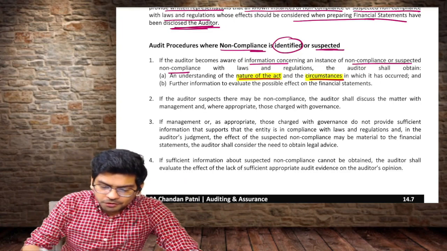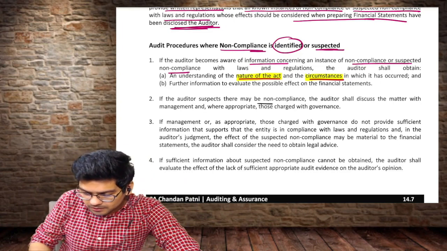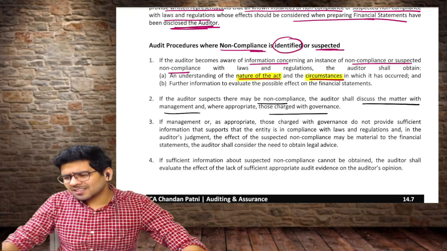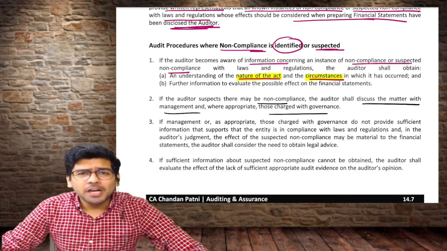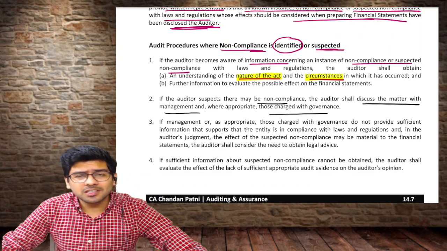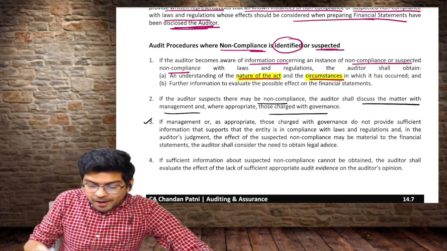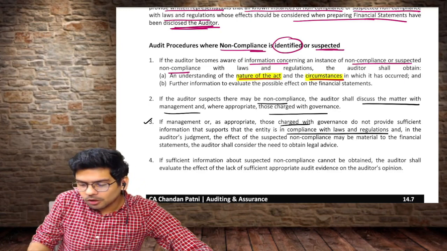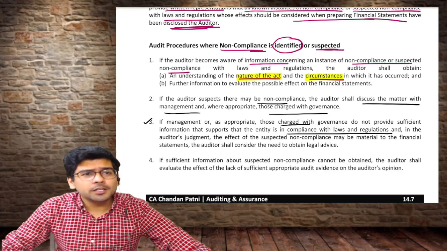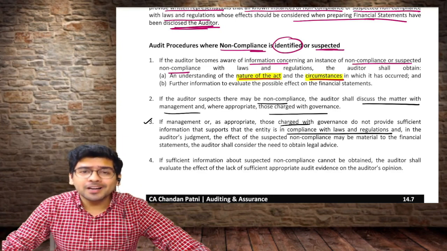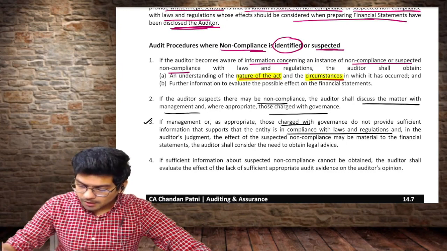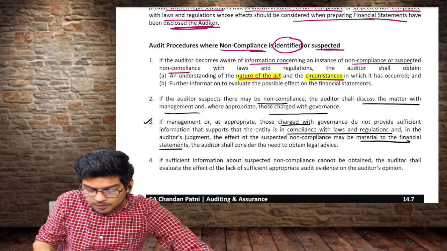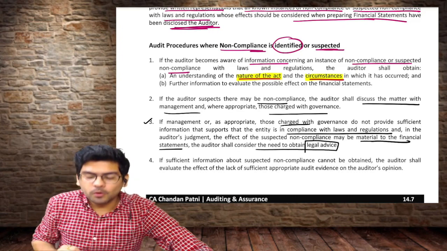Now, if the auditor suspects that there may be non-compliance, the auditor shall discuss the matter with the management and TCWG. Obviously, in any case where you find non-compliance or have a doubt regarding it, discuss the matter with TCWG and the management. Now, if the management or TCWG do not provide sufficient information that supports the entity's compliance with the laws and regulations, let's say they do not respond well or do not give us adequate information to prove that they have complied, then what can be done? Then, in the auditor's judgment, if the effect of the suspected non-compliance may be material to the financial statements, the auditor shall consider the need to obtain legal advice.